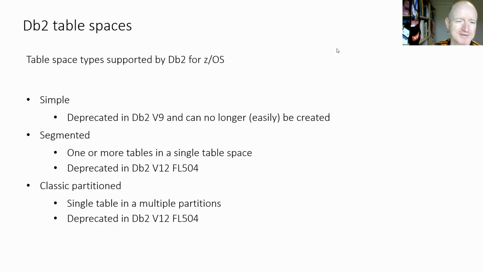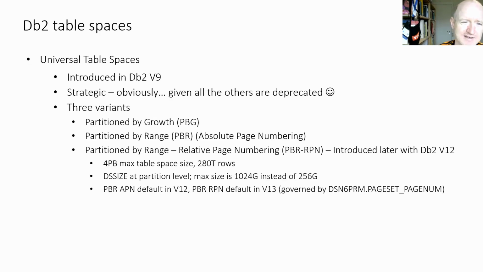So, a brief history of table spaces. There's a simple table space type. It was deprecated a long time ago, and it's difficult to create these today. Then there were segmented table spaces, where you have one or more tables in a single table space. They were deprecated in version 12, function level 504. So they are deprecated now. The same is true for the classic partitioned table spaces. They were also deprecated in 504. So all of these are deprecated, which leaves us with the universal table space. That's the strategic table space type.